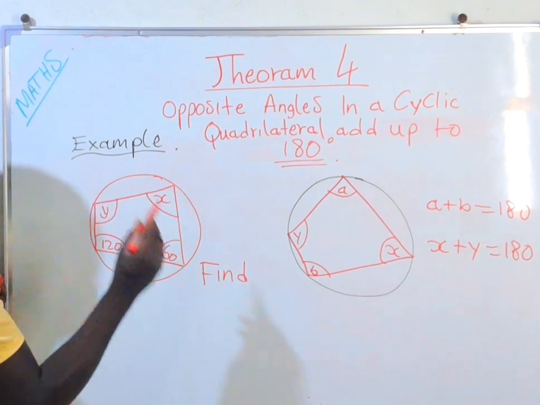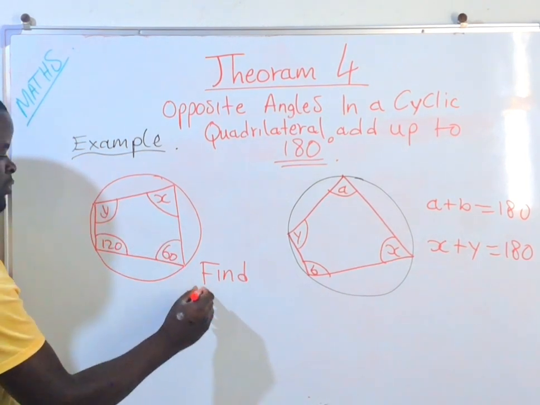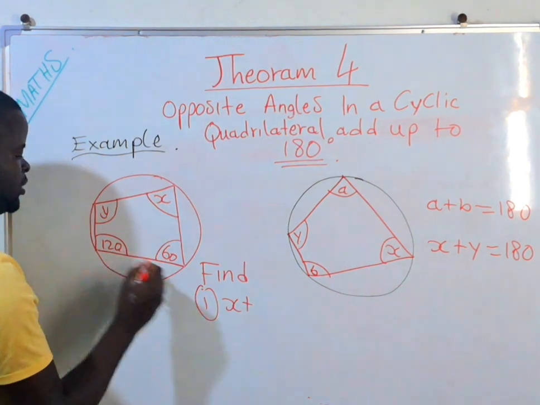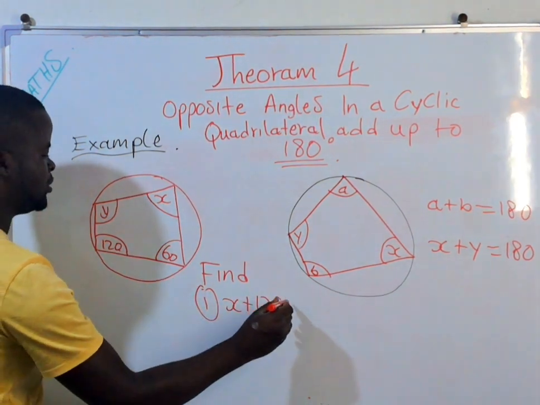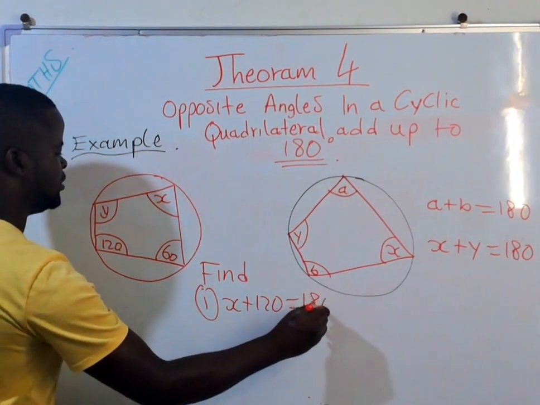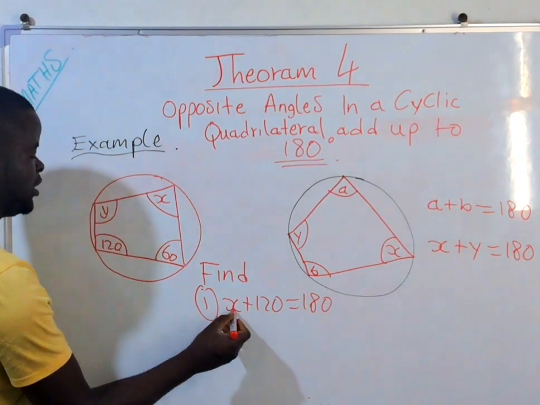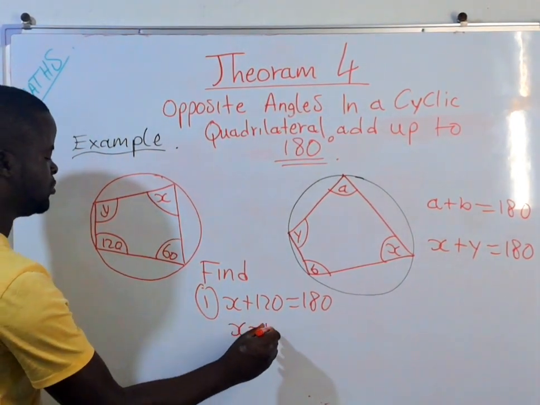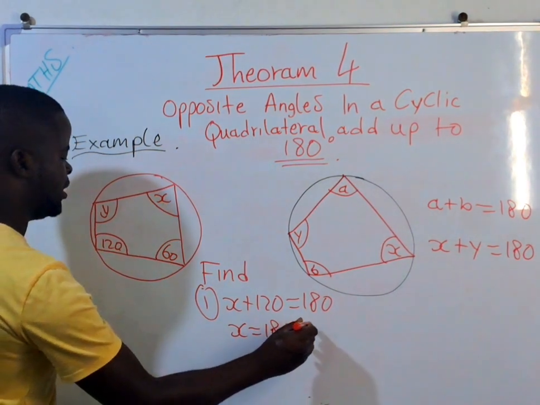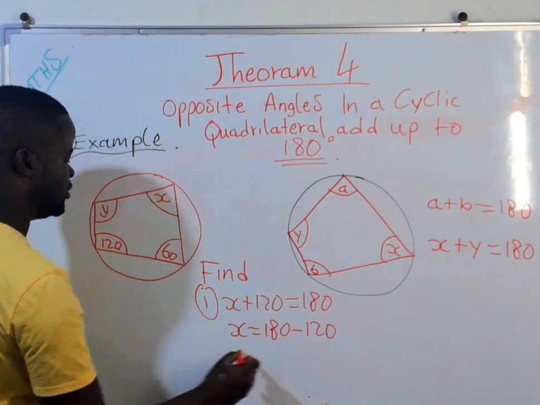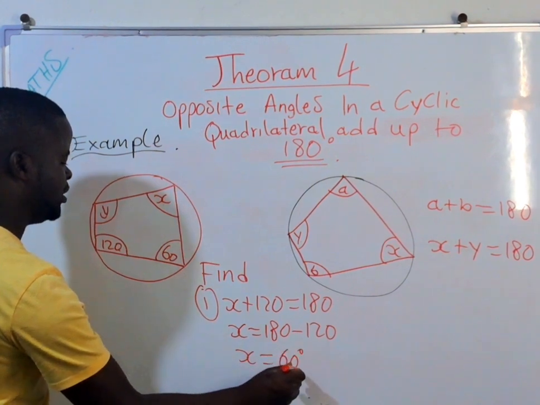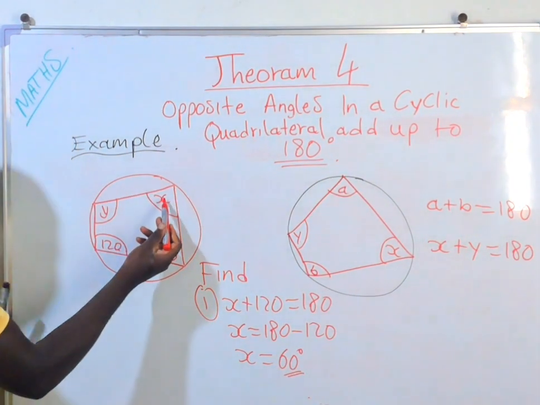So what we are going to do, in a nutshell, we are going to say angle X plus 120 is going to be equal to 180, because angle X is opposite to angle 120. Therefore, X is equal to 180 minus 120. This is going to give us 60 degrees to be the value of X.